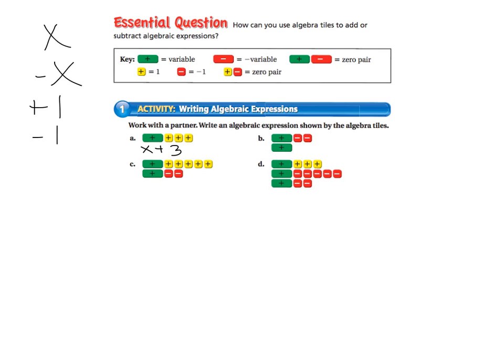Okay, let's try another one. We can look here and we see that we have 1, 2 positive variables, so we would call that 2x because it's positive. And now we can see that we have 2 negative 1s, so 1, 2. So we would call this minus 2, or we could also call it plus negative 2.